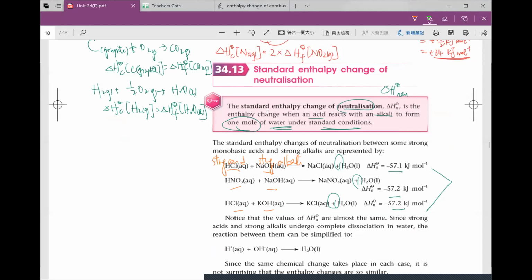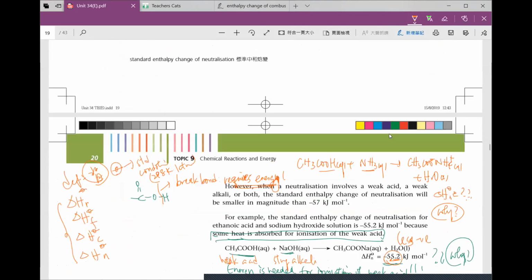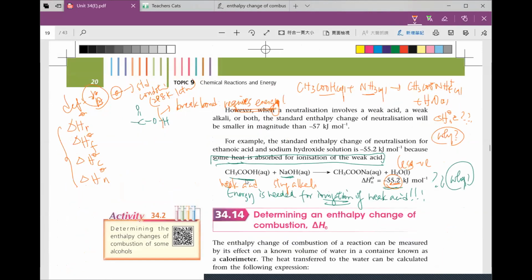For different types of acid, like HCl, HNO3, reacting with any strong alkali, they will react to form very similar data, minus 57.2 kilojoule per mole. So what does the minus sign mean? It means it gives out heat. It gives out heat, okay? Exothermic reaction.